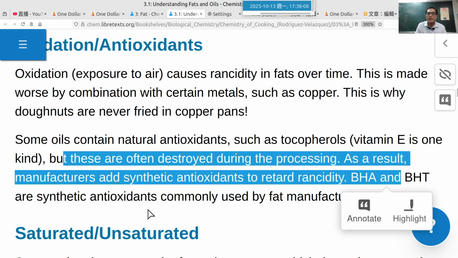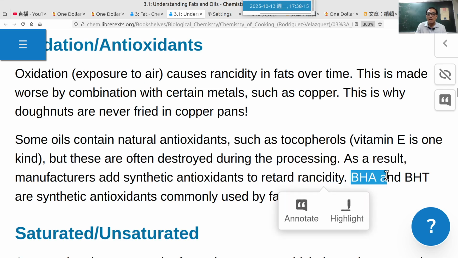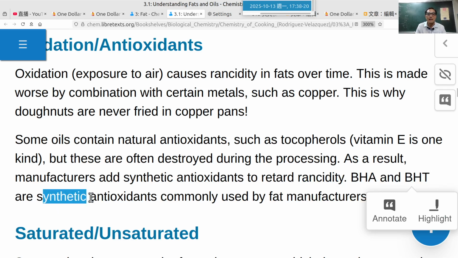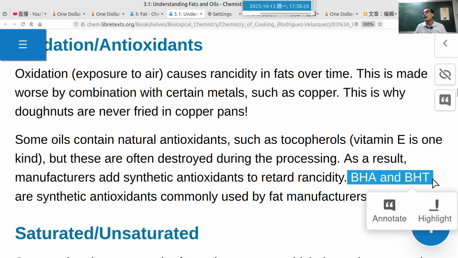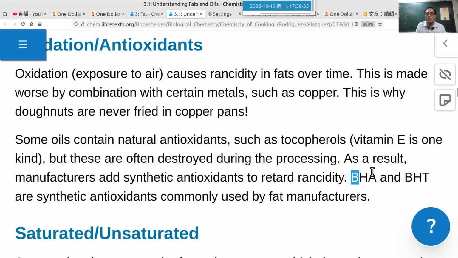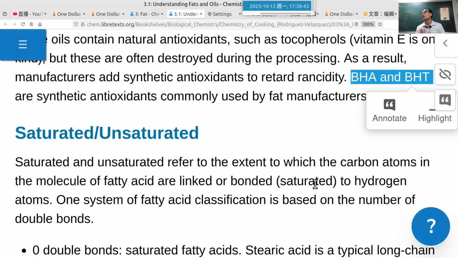As a result, manufacturers add synthetic antioxidant to retard rancidity. BHA or BHT, they are synthetic antioxidants, but some reports said the high amount of BHA and BHT are carcinogenic. It may cause cancer. It's called carcinogenic. But those two are not banned in Taiwan. Still available legally in Taiwan. Okay, but there is one good news.